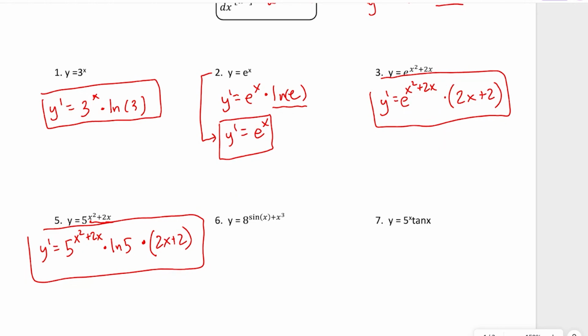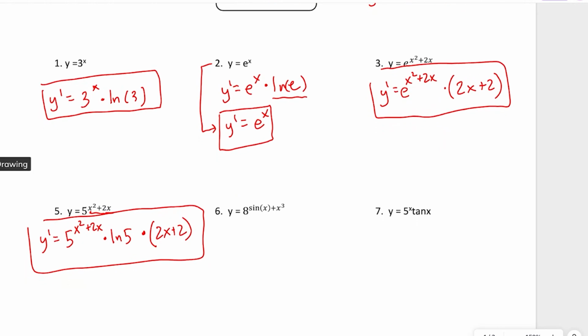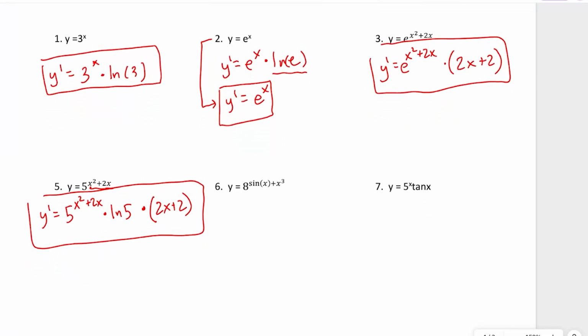Number 6 will work the same way that we worked number 5. So y prime, I'm going to write it a little further down here. Y prime is 8 to the power of sine x plus x cubed times the natural log of 8. So you rewrite the exact same thing you started with, multiplied by the natural log of the base. Then, using the chain rule, we multiply by the derivative of that exponent. The derivative of sine is cosine, and the derivative of x cubed is 3x squared.